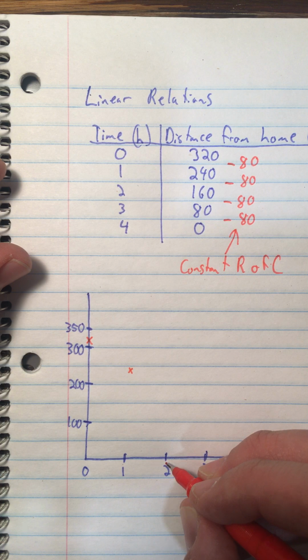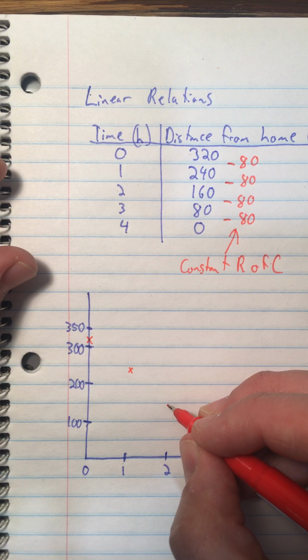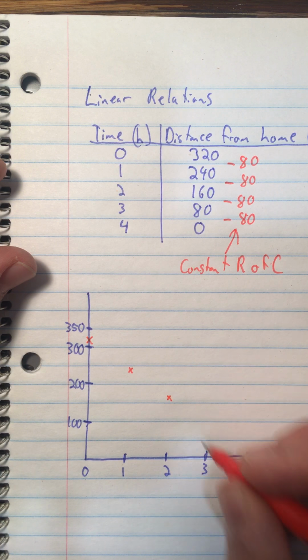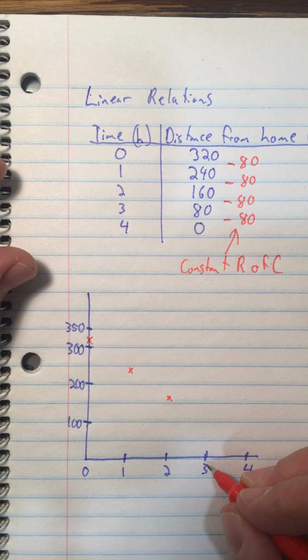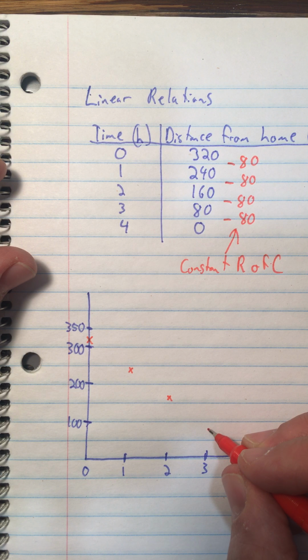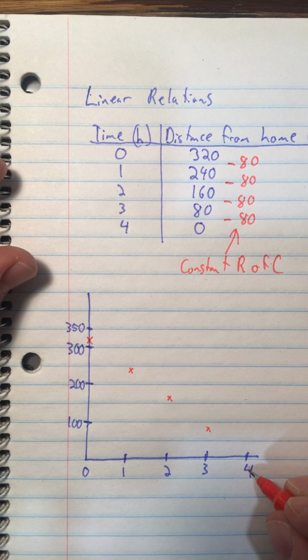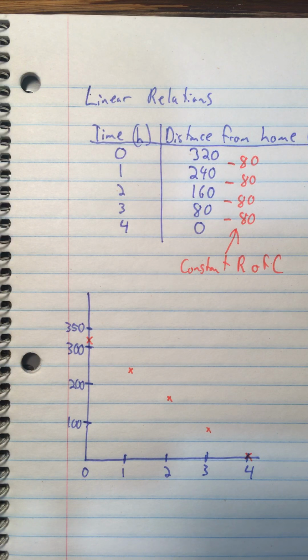At 2 hours, she is at, sorry, why do I keep saying she? Me. I am at 160. So right there, 2 hours, there's 150. That's about 160 right there. At 3 hours, I am at 80, which will be right about there. And at 4 hours, I am at 0. I'm at home.